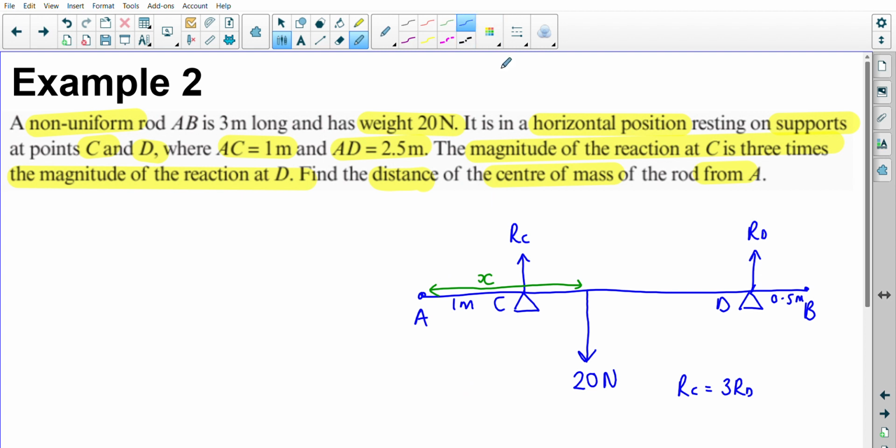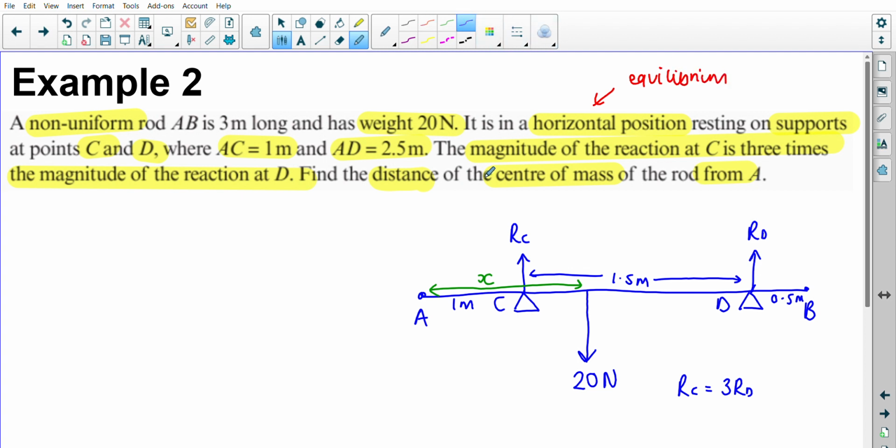I could add on some extra parts here. So if that is 1 metre from A to C, then from C to D, that must be 1.5 metres, from there to there. So not massively to scale, but I think you get the gist. Right, so remember, it's saying that this rod is in a horizontal position. So again, we're thinking about equilibrium here.